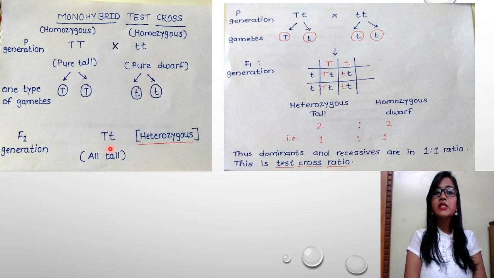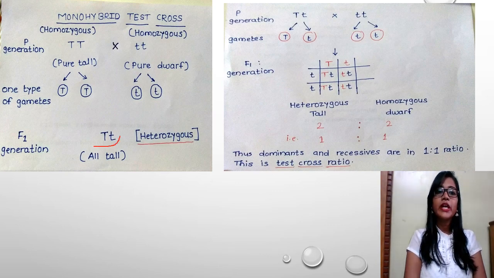So it contains heterozygous all tall plants. But we want to verify the genotype of this F1 type of plant. So what we will do in the parental generation, we will take this plant which belongs to the first filial generation.